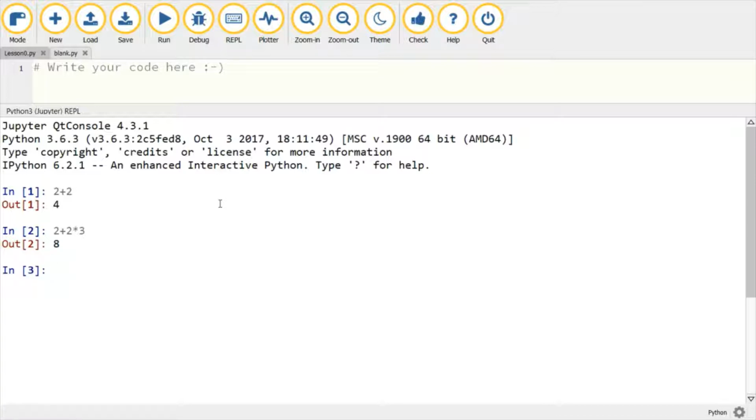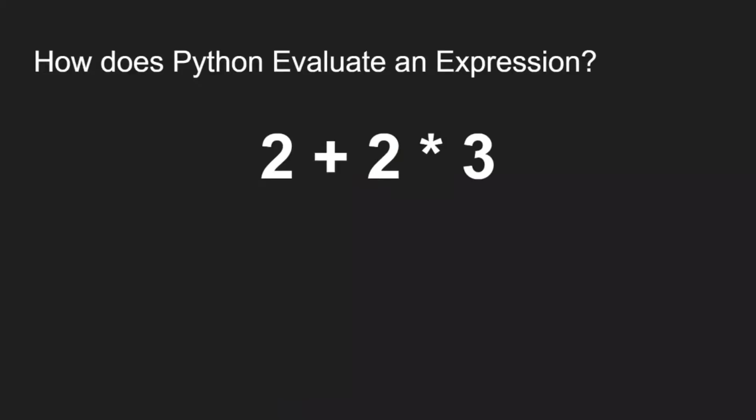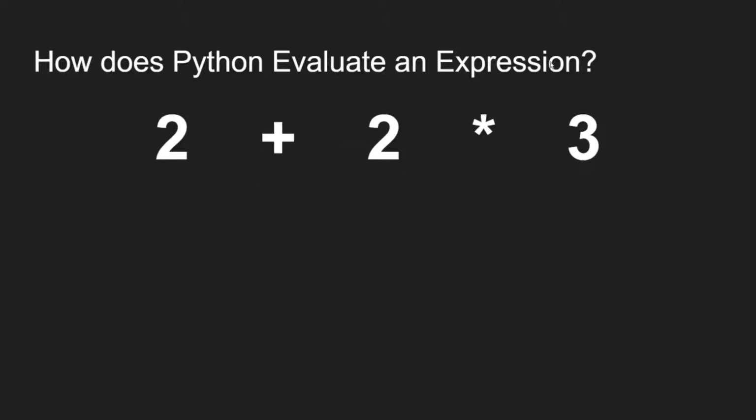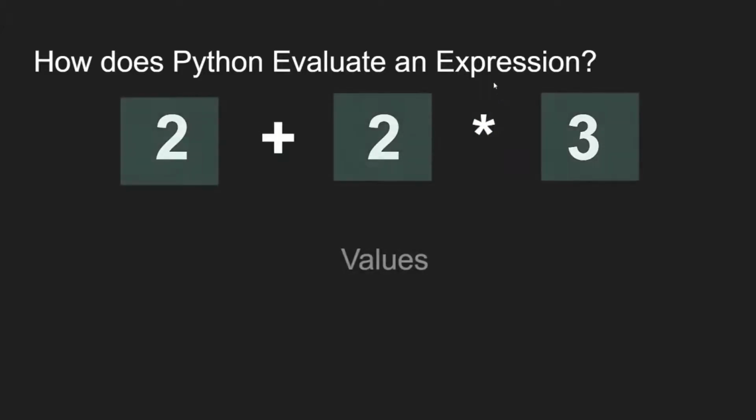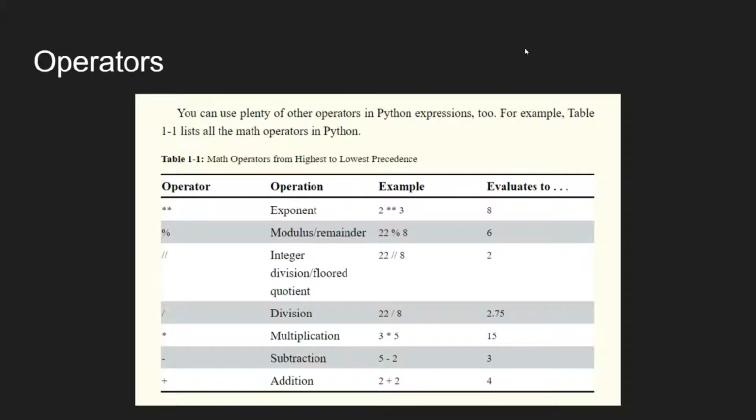Let's take a closer look at what Python just did. So this is the expression that we just put into our shell. And if we take a closer look at each of the components, these are the operators, and these are the values. Operators are like operators in math. All the standard mathematical operators can be found in Python, like addition, subtraction. In our previous expression, we used both multiplication and addition.